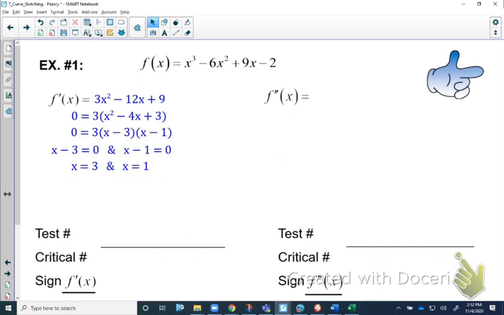So based off of that, I can have a candidates test here where I look to the left of the 1 on the derivative. For instance, if I substitute 0 into the derivative, I'm going to be left with a positive 9. So anything to the left of the 1 is positive. The numbers in between the 1 and the 3 on the first derivative are going to be negative, and numbers to the right of the 3 are going to be positive.